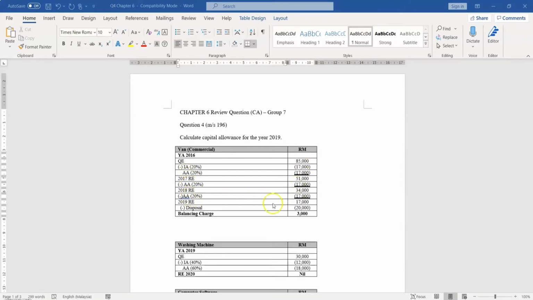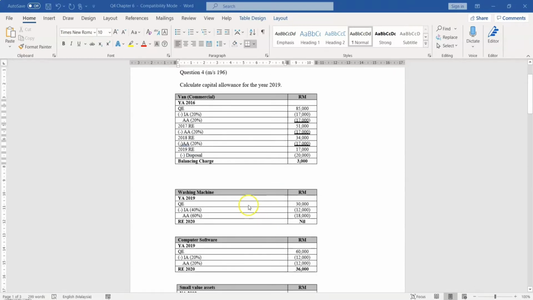So at the end of 2019, the residual expenditure we will get is 17,000, and then the van is disposed in 2019. So we will get the balancing charge amounted to 3,000, because the disposal price is more than the residual expenditure, so we get the balancing charge.